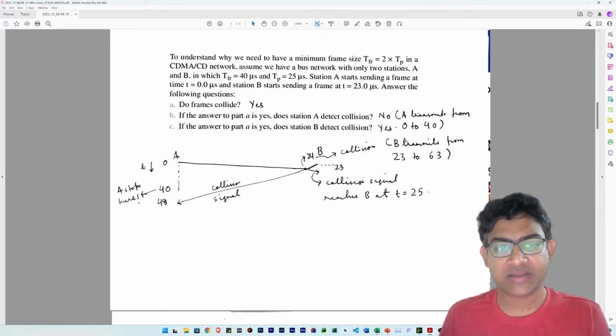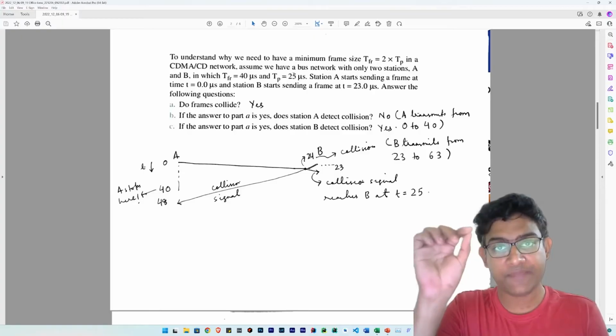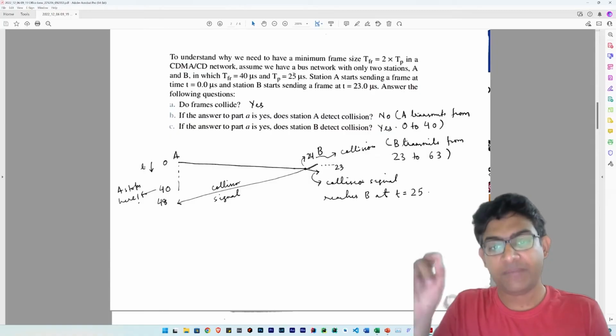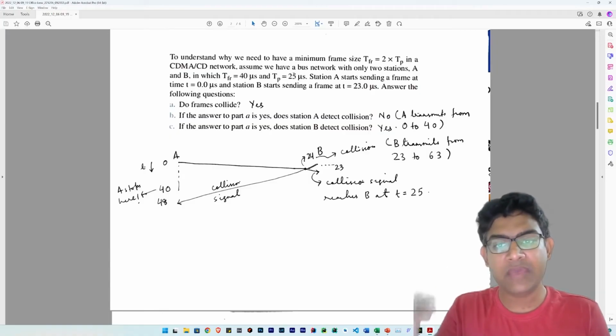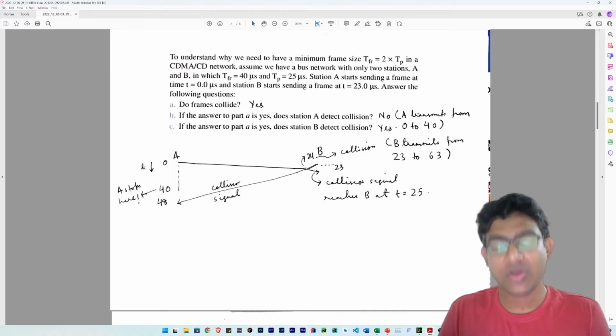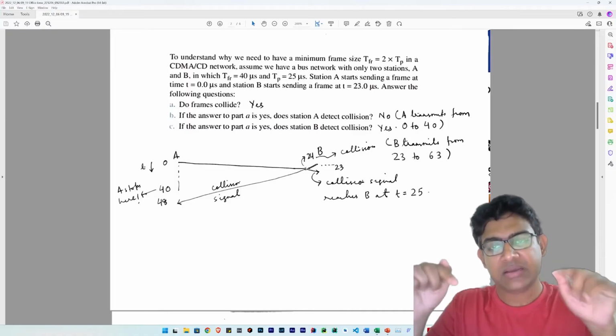Because if A starts transmitting at time t equal to 0, it is going to take 25 microseconds for the signal to reach B, because A and B are at the opposite ends and the propagation delay is 25 microseconds. So the first bit of A, right, the engine of the train, is going to take 25 microseconds to reach B. But before it reaches B, at 23, B also starts to transmit, right? So what will happen? So now at the time B starts to transmit, A's signal is almost at the doorstep of B, but like 2 microseconds away. So what will happen if B starts to transmit at that instant?